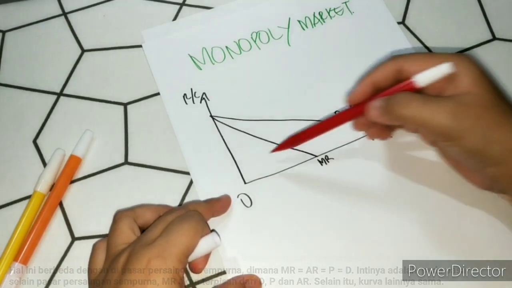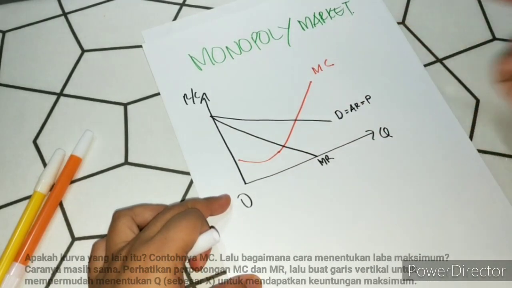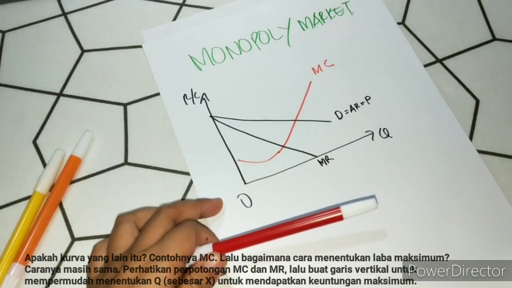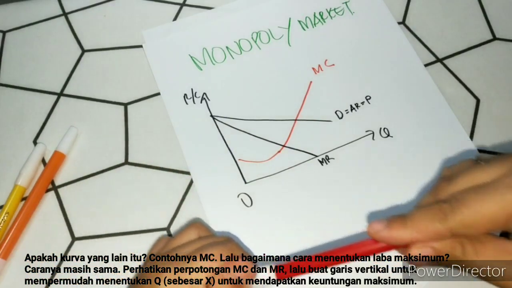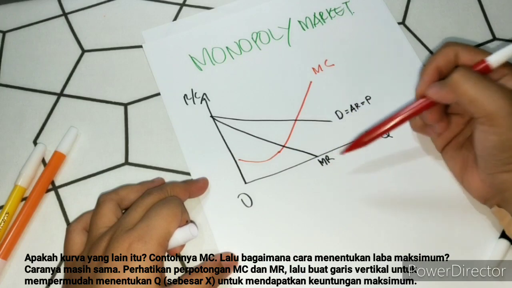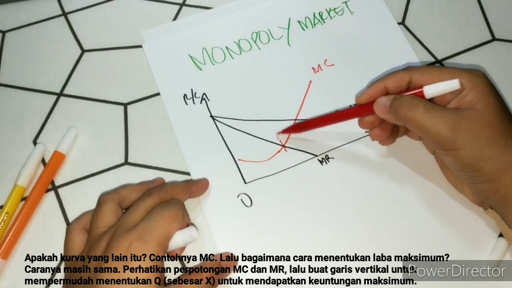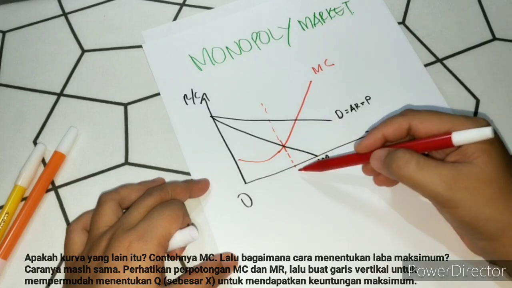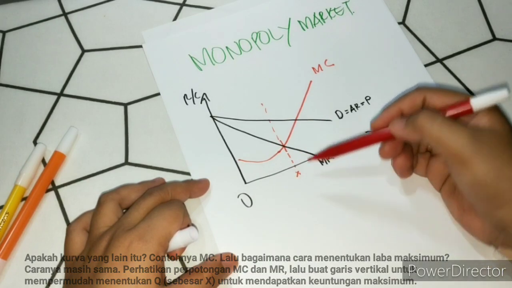What is the other curve? The other curve is the marginal cost curve. So how do we determine the maximum profit? It's still the same. To determine the maximum profit, you have to pay attention to the cross between marginal cost and marginal revenue. Here you make a vertical line to make it easier, so that if you produce here at X you will get your maximum profit.